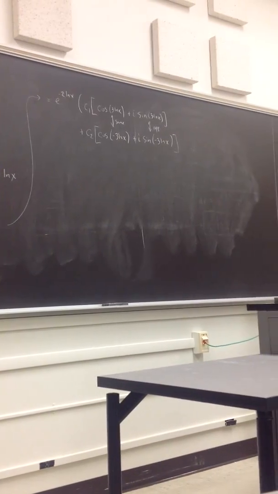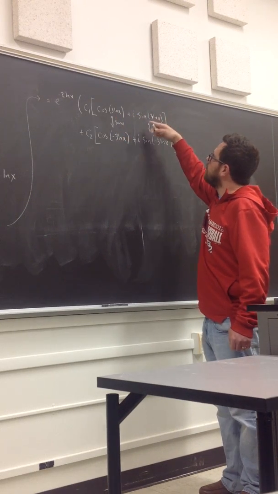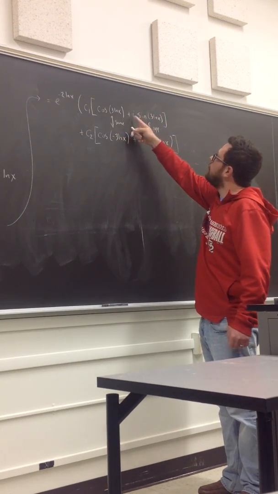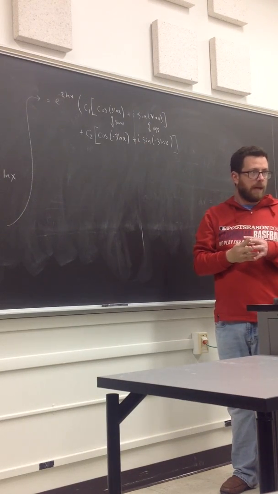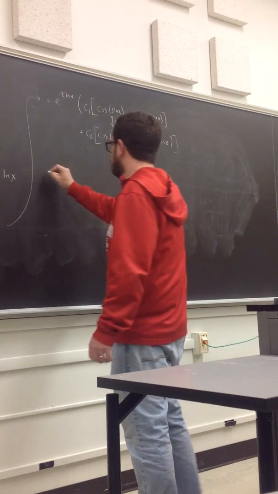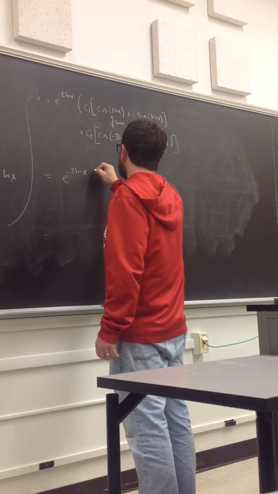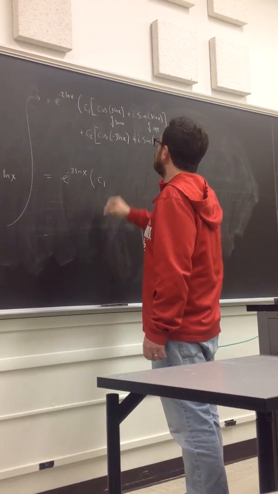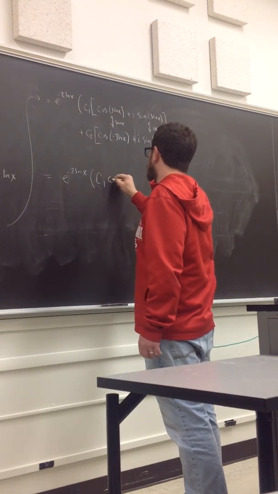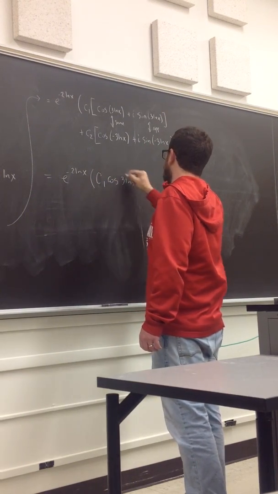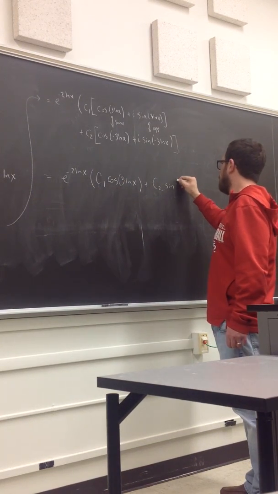Okay, so let me skip over some stuff, right? We write this as the same, we write this as negative, and then combine the coefficients, rename the coefficients, and all together it equals this. So new C1, let me write it like this: new C1 cosine 3 log x, new C2 multiplied by sine 3 log x.